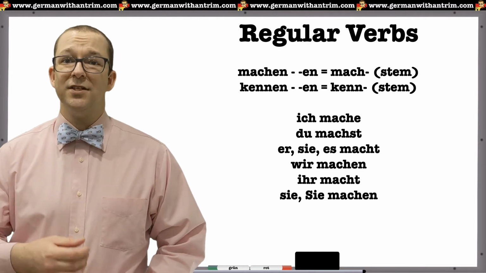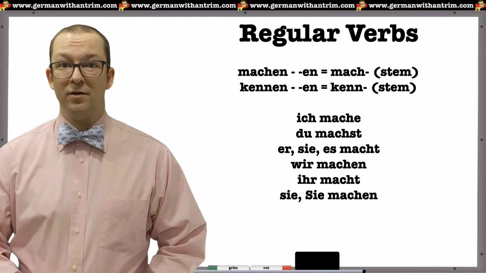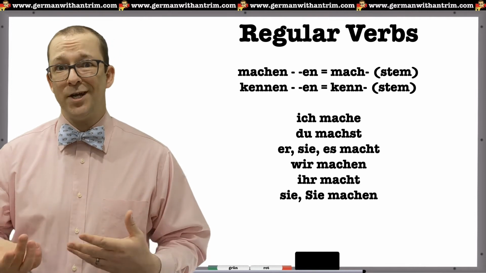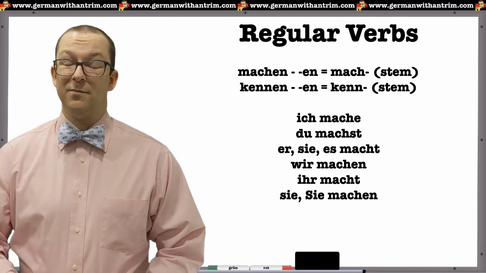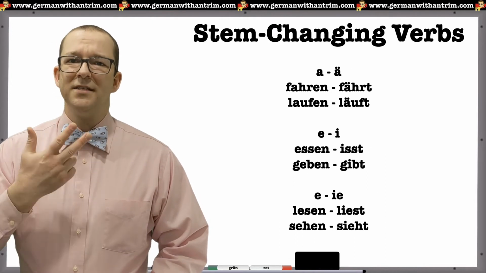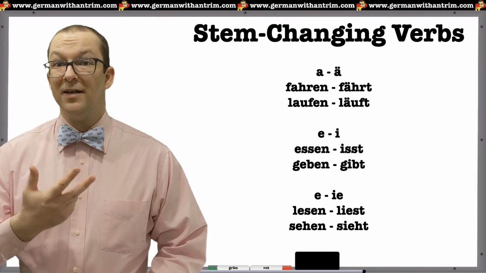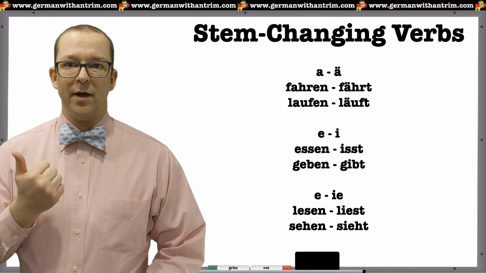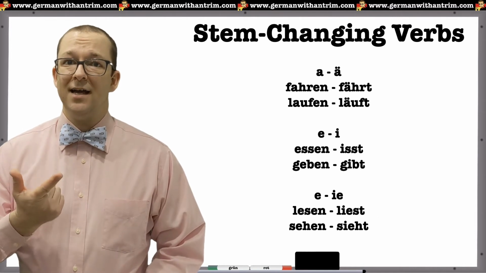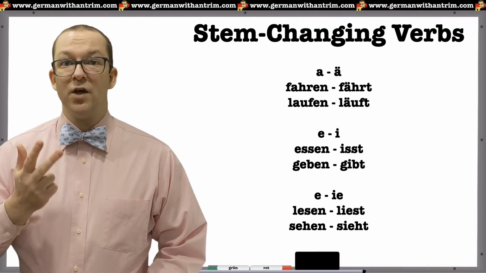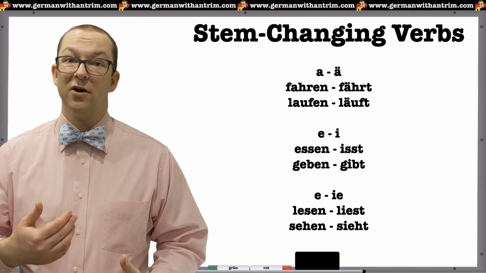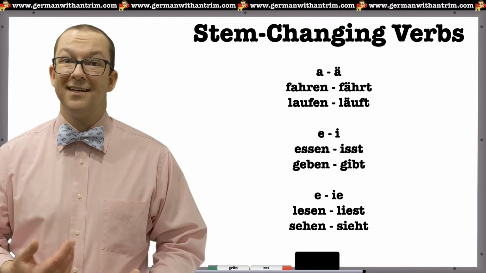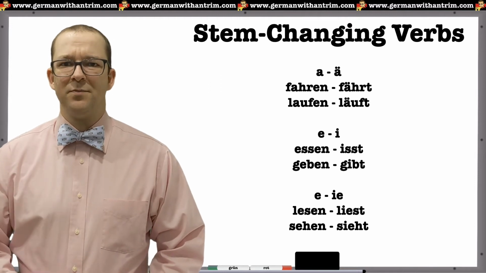Sometimes there is a change that's required within the stem of the verb. We call these verbs stem-changing verbs. Grammar terminology isn't very creative in the naming department. There are three categories of stem-changing verbs in German in the present tense: a to ä, e to i, and e to ie. You have likely come across all three of these categories of verbs before in your German learning already, but you just didn't realize it until now. Let's get to some examples.